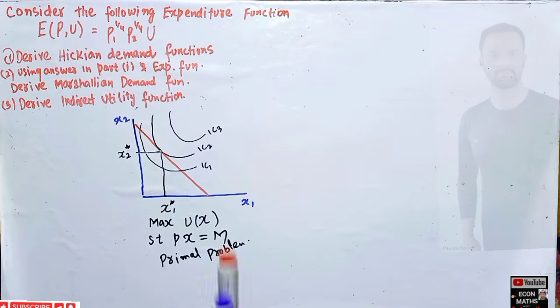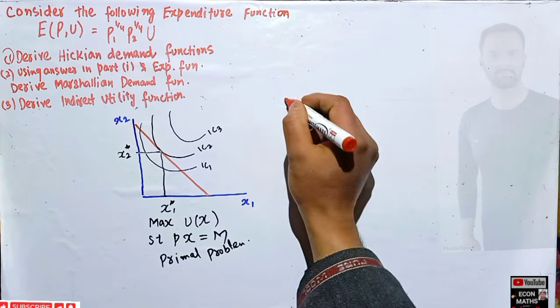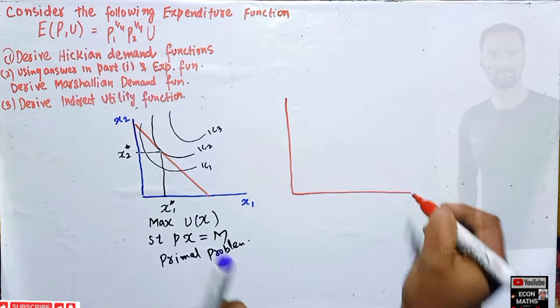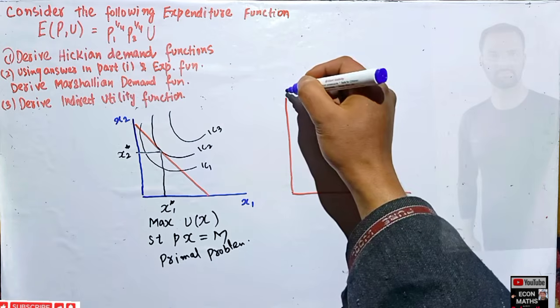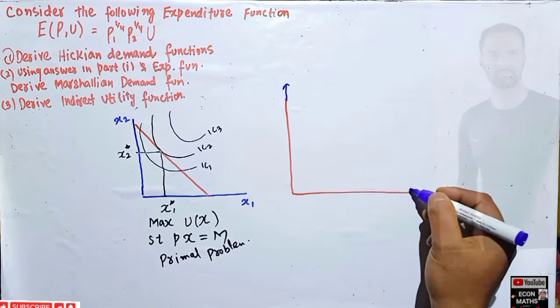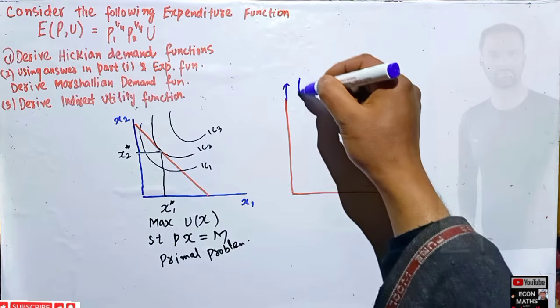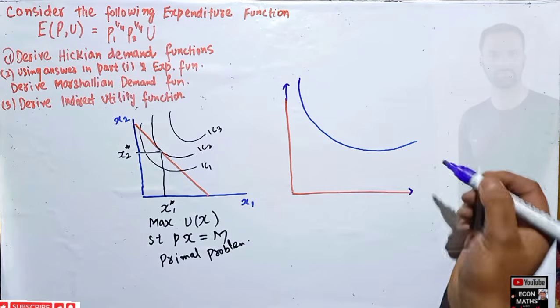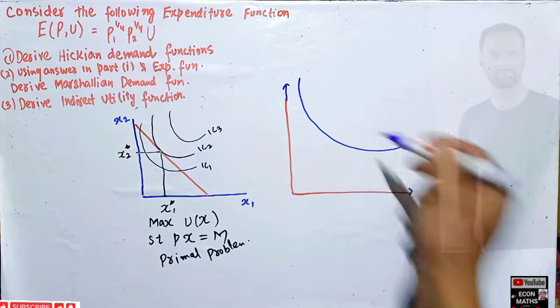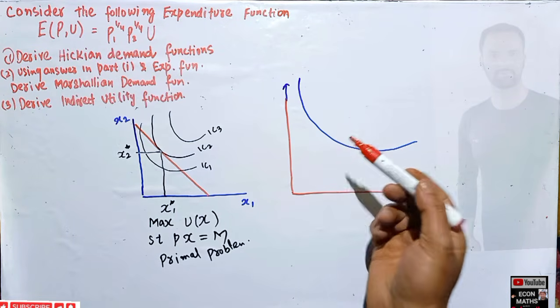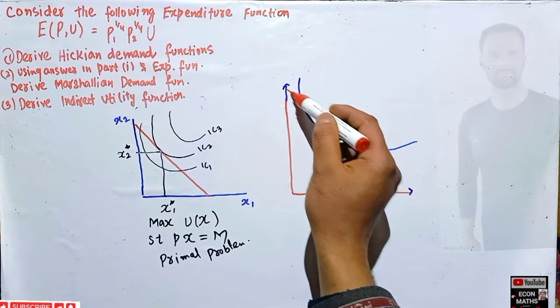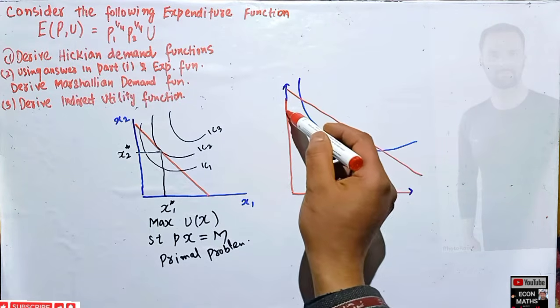Another situation can be like this. The consumer is being given a certain utility. That means the utility is given to the consumer, and the consumer wants to reach this very indifference curve. He wants to reach this utility such that he minimizes his expenditure. To get this utility, the consumer will try to minimize his expenditure in such a way that he reaches it.